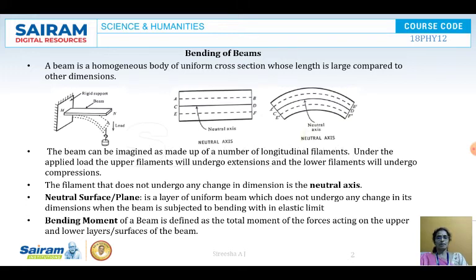Now what is meant by bending moment? The bending moment of a beam is defined as the total moment of forces acting on the upper and lower layers or surfaces of the beam. So bending moment is nothing but the total amount of force acting on the upper part or the lower part of a beam, the upper and lower surfaces of the beam. The upper part is in extension and the lower part is in compression. The total moment of force acting on the upper and lower surfaces of the beam is called the bending moment.